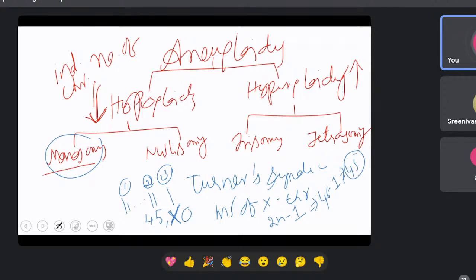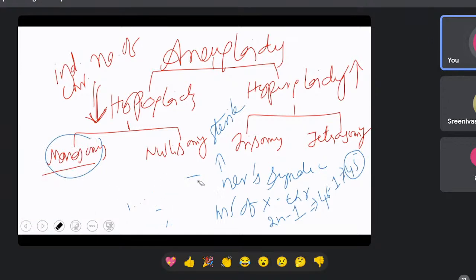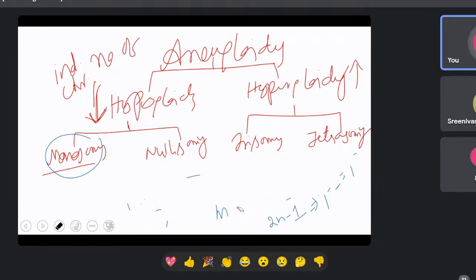So what happens if it is having one chromosome less? It results in reduced ovaries. The ovaries are reduced. Then the Turner female turns out to be a sterile individual. So Turner females are sterile individuals. Okay. So this is the only disease associated with monosomy. Next, coming to the second one, nullisomy.